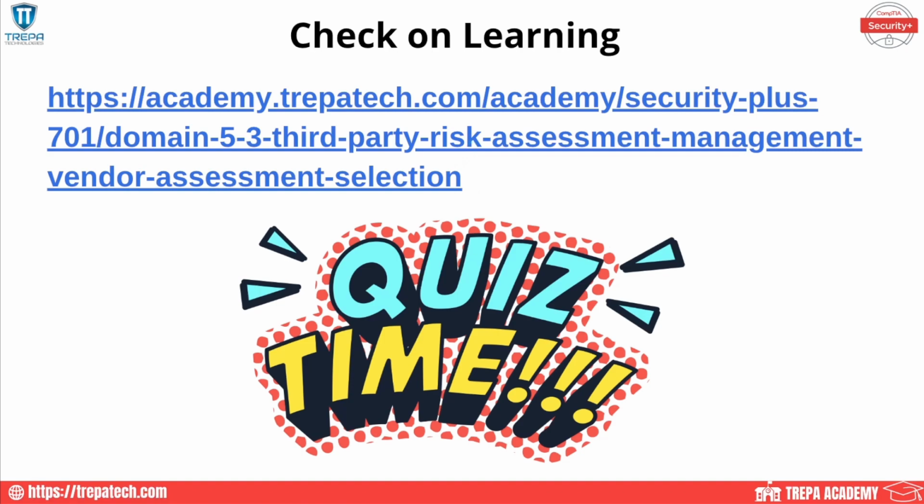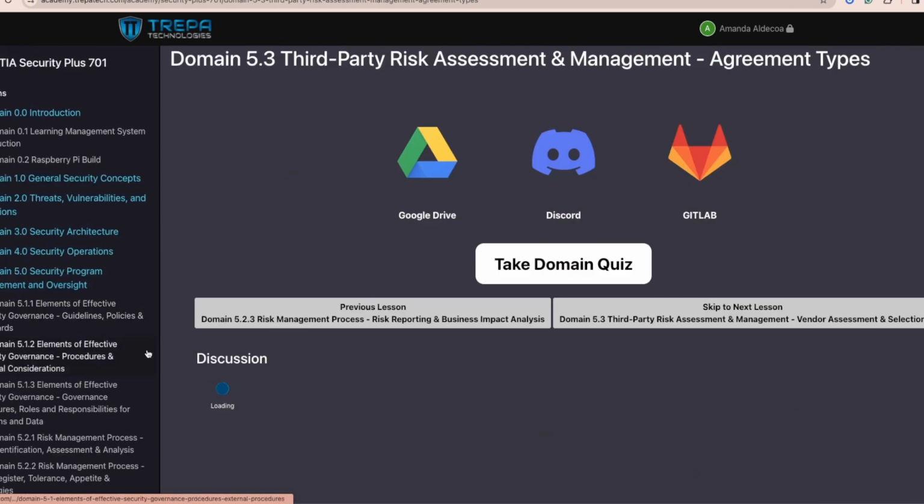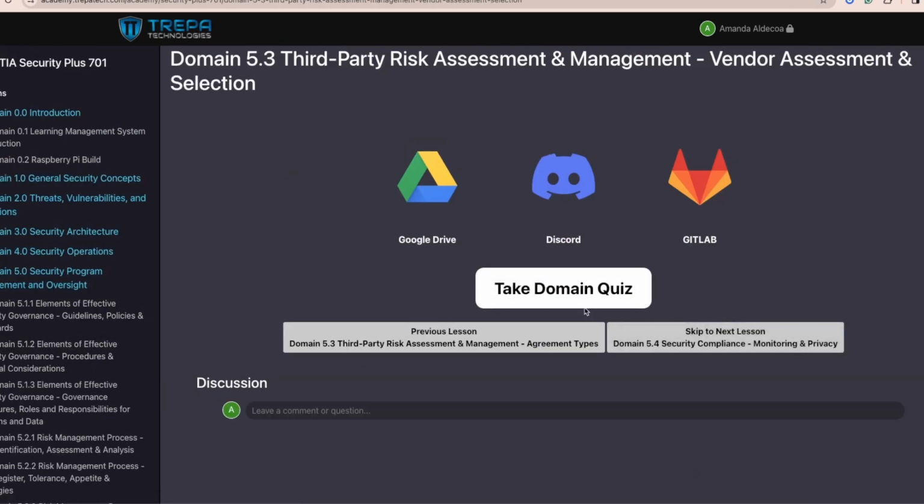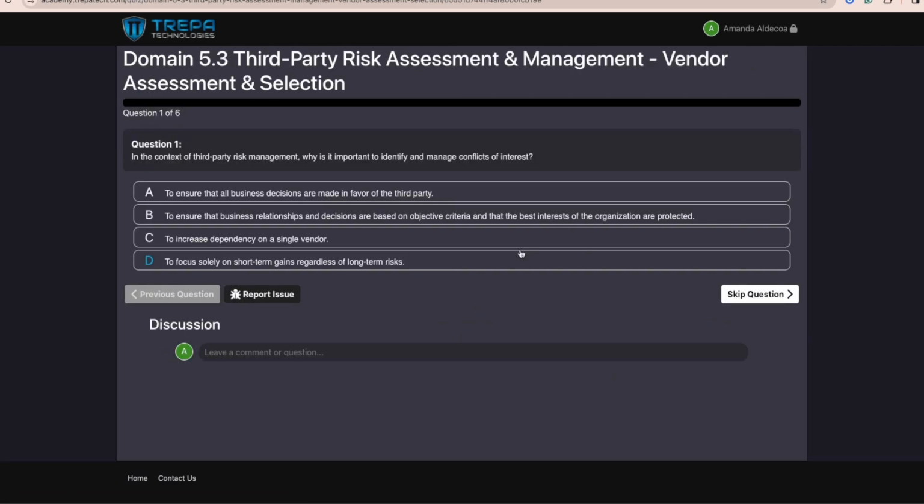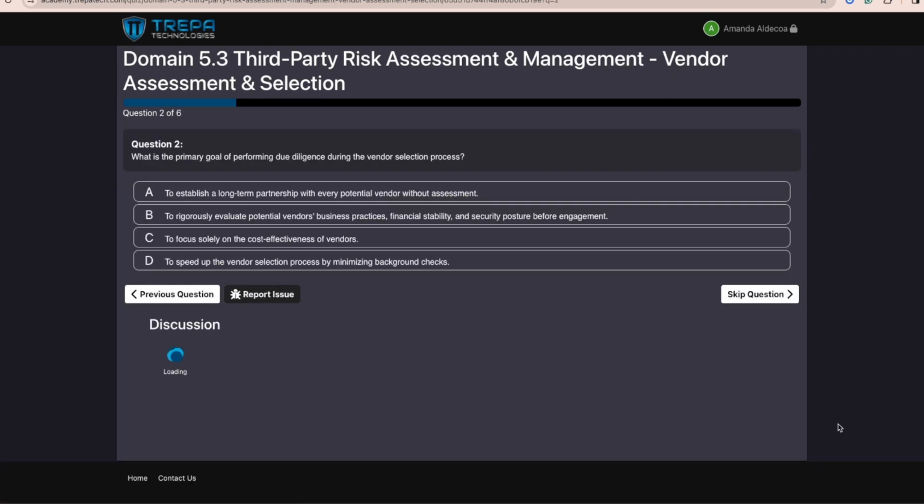Now, let's go ahead and do our check on learning. So we're going to come here to vendor assessment and selection and take that domain quiz. Okay, question 1. In the context of third-party risk management, why is it important to identify and manage conflicts of interest? So we're going to go with B there, and that is to ensure that business relationships and decisions are based on objective criteria and that the best interests of the organizations are protected. Let's see what we got here. Awesome, we got it right with a little explanation out there at the bottom.